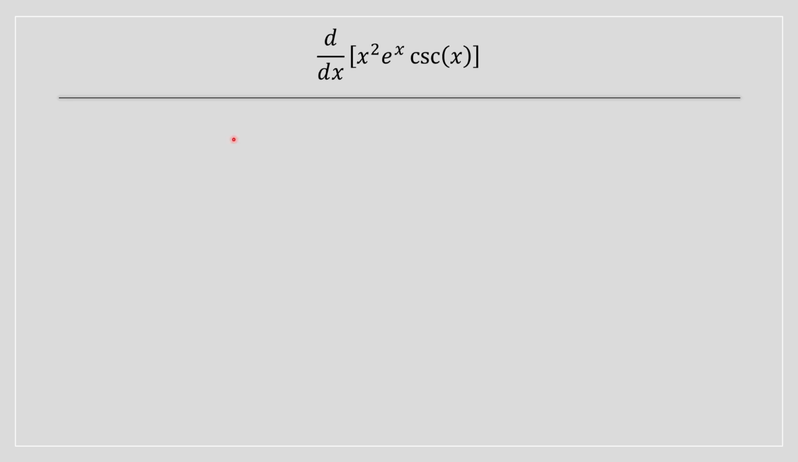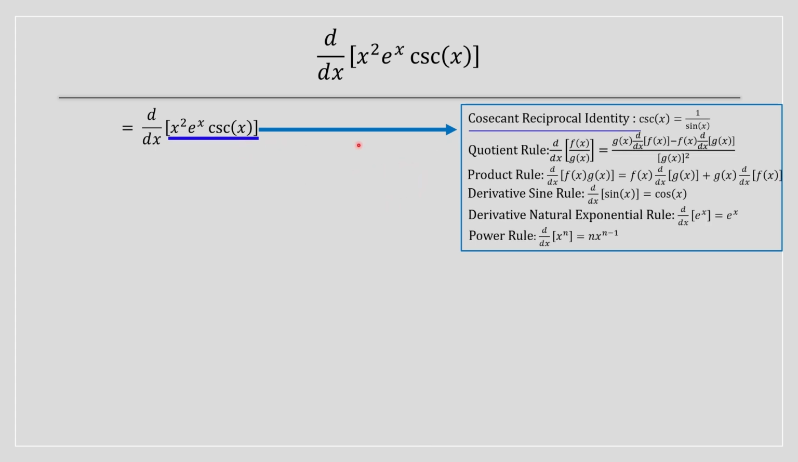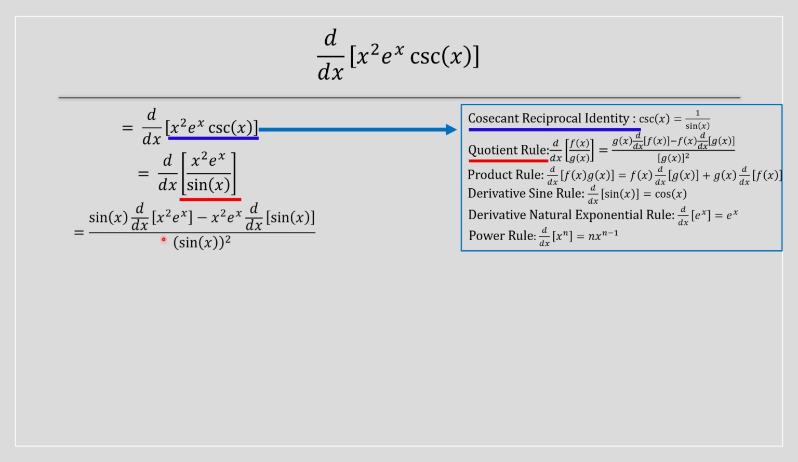Question 26. So over here, we have to apply a little unique cosecant reciprocal identity as the first step, right? We have to convert it, rearrange it, and we have this. Now from this, we can apply the quotient rule, because we have a function on the top, which is x squared e to the x, and on the bottom we have g of x. So we can apply this rule over here. So we're going to go ahead and start applying it.